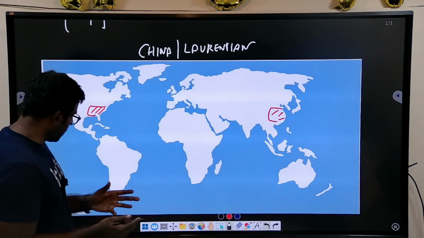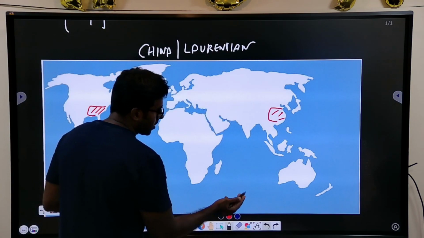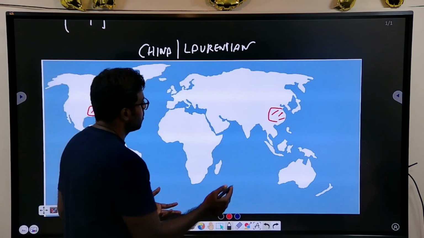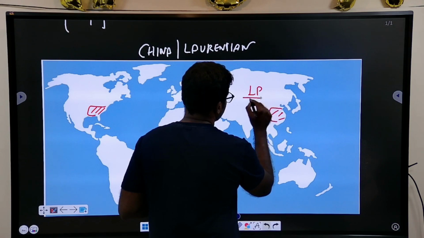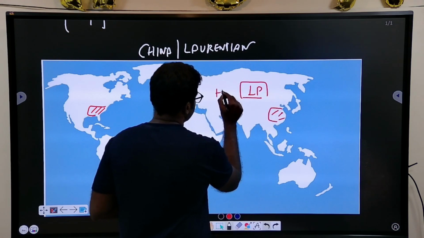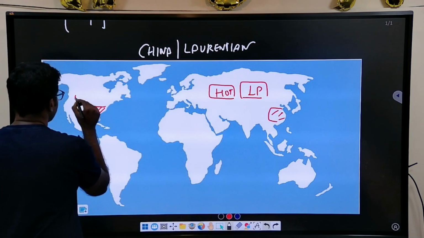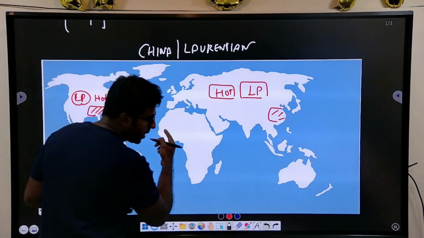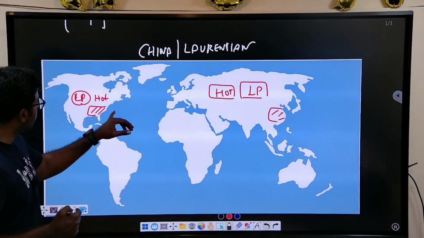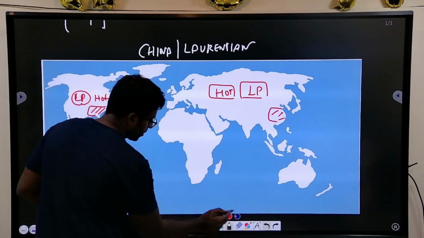It actually operates based on a very simple phenomenon: during the summer, land becomes hot. So this is low pressure. Hot, low pressure. So here also land becomes hot, low pressure. The sea which is there is a little cold, and hence you will have low pressure.